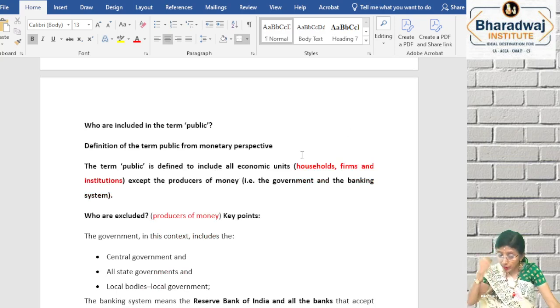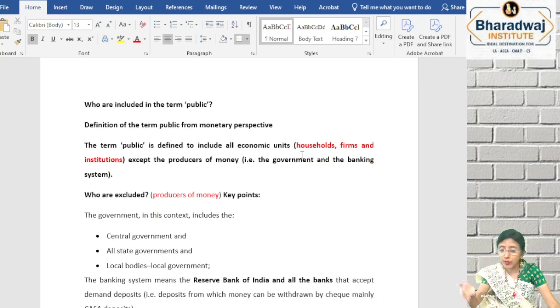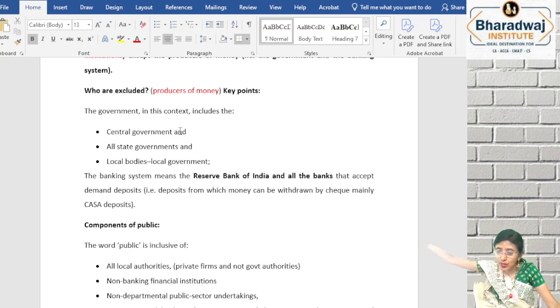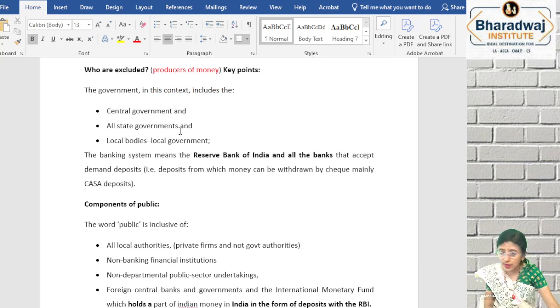So when we prepared our material itself, we had this thought in mind, so it will be given listed out. And who are excluded? Producers of money are excluded. So who are the producers? That is how the essay goes: central government, state government, local governments, etc.